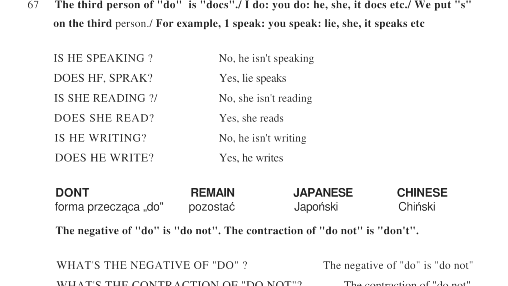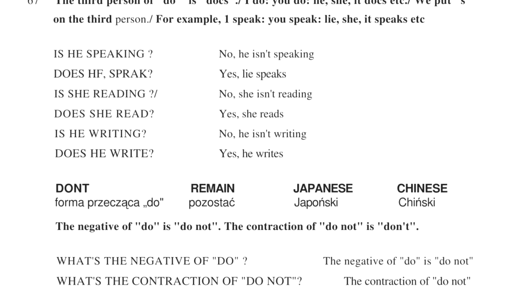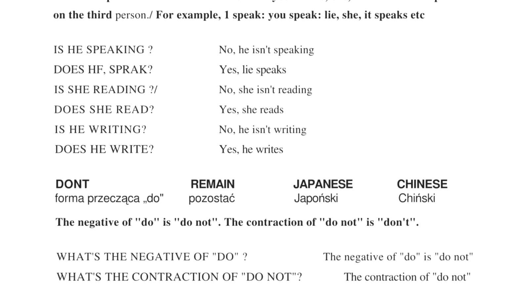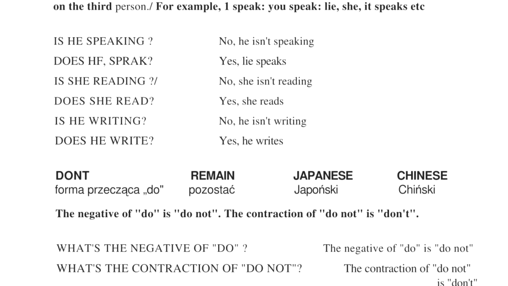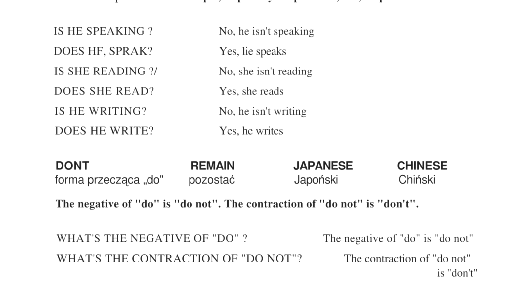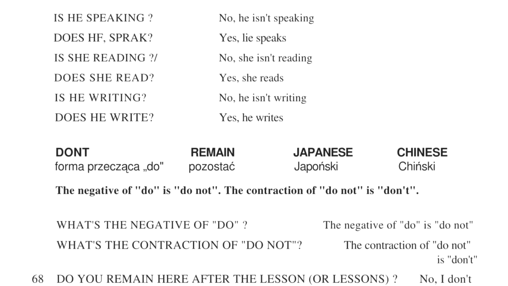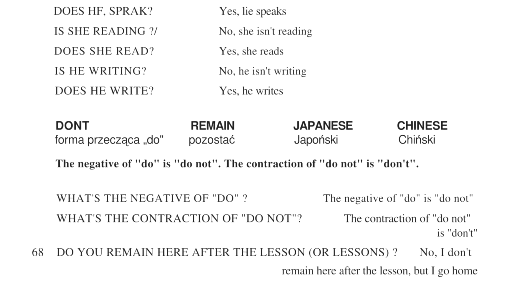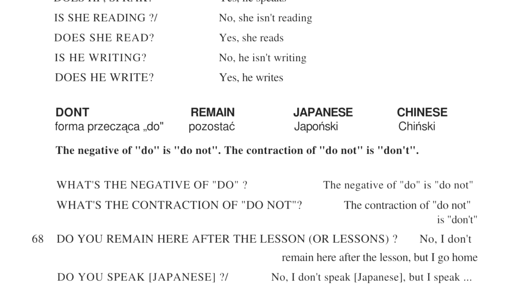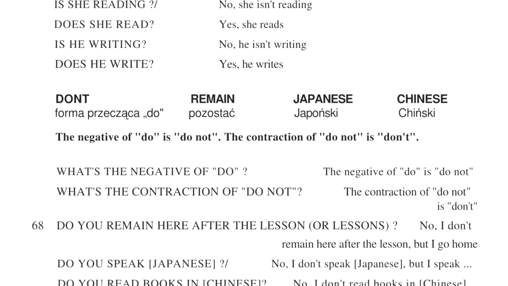Is he speaking? No, he isn't speaking. Does he speak? Yes, he speaks. Is she reading? No, she isn't reading. Does she read? Yes, she reads. Is he writing? No, he isn't writing. Does he write? Yes, he writes.